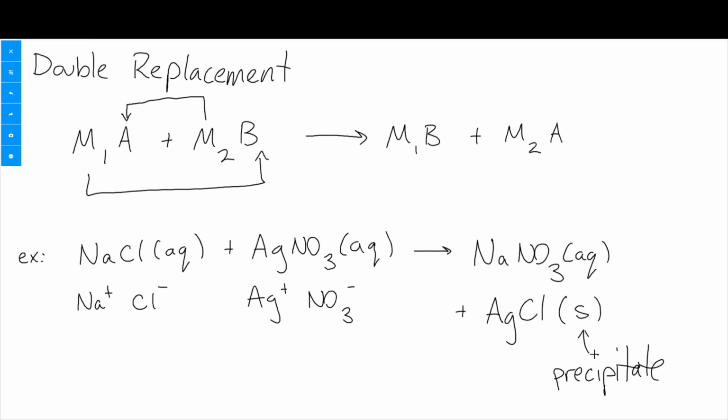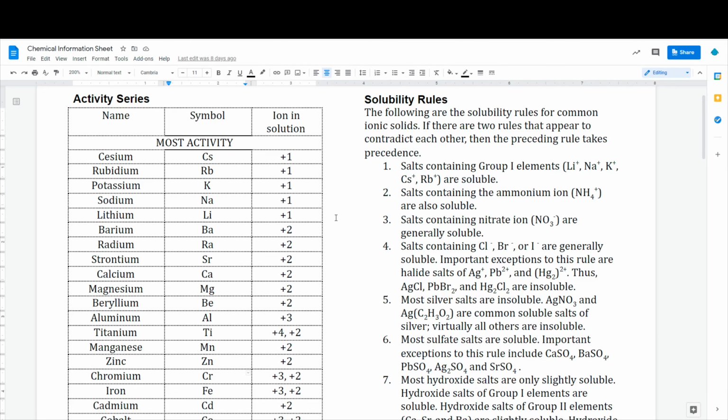Now, how do I know that it's going to be solid? Well, I'm going to look at my chemical information sheet. The solubility rules will tell us about the solubility of certain salts. So for example, salts containing group 1 elements are all soluble. And as we go down this list, we just want to read through the rule and try and figure out whether that compound applies.